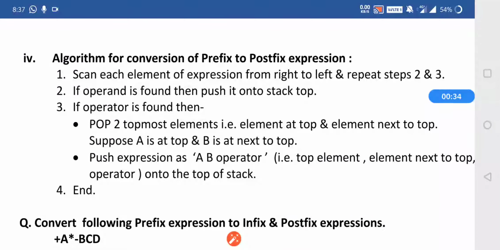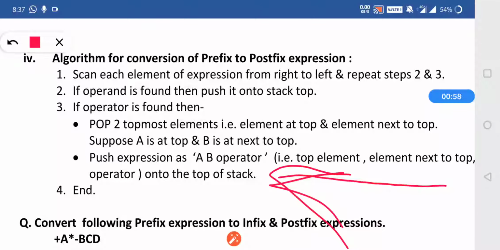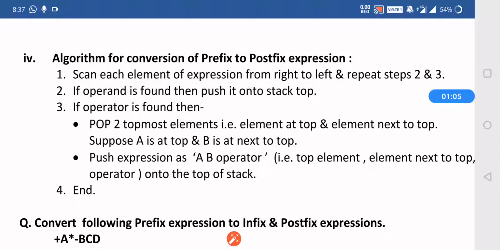So for that, which is the algorithm or which are the steps that are used, that we will see today. So what we will do, our first step is scanning the elements of the expression from right to left. So keep in mind, in prefix to infix as well as in prefix to postfix, we are scanning the elements from right to left. From right to left, we will scan each and every element of the expression. So the first step is scanning the element from right to left, where each element will be scanned.